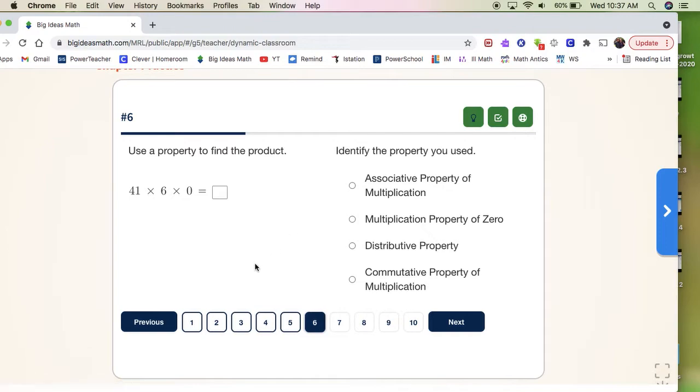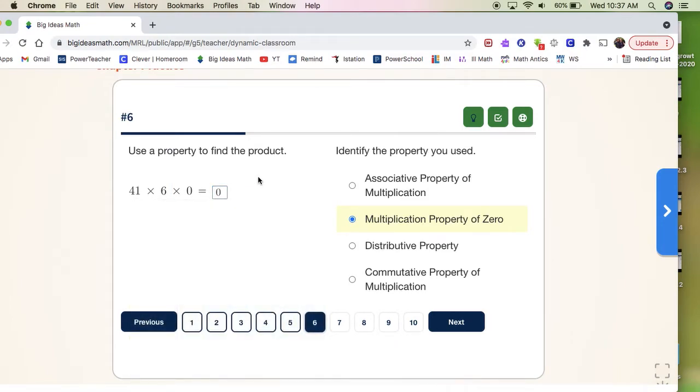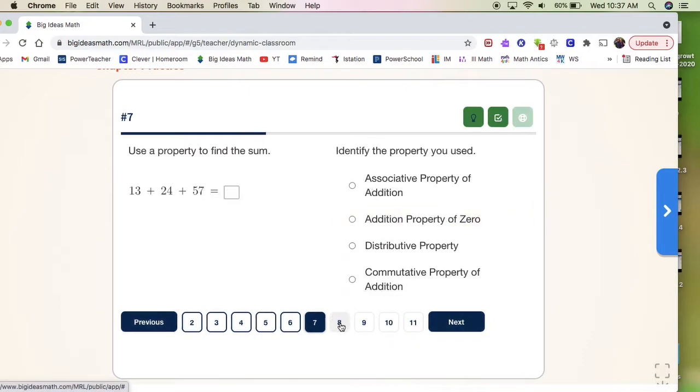Number 6. Something should just pop out to you right away, and that is the 0. So it's going to be the multiplication property of 0 because we're multiplying by 0. Anytime you multiply by 0, your answer is 0. We're going to move on through that one pretty quickly. Use a property to find the sum.